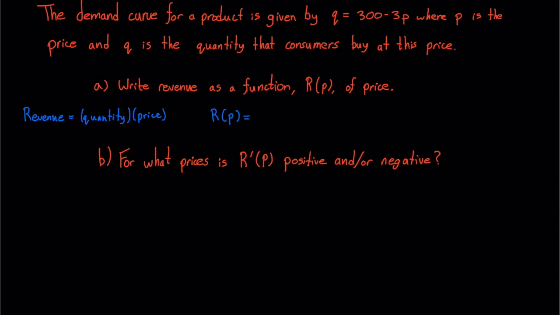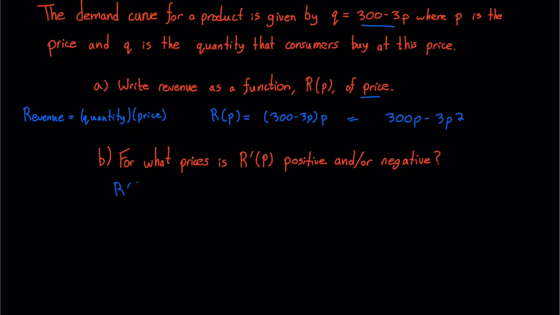We know that our quantity is 300 minus 3P, and our price is just P because it's not given. And we're just going to distribute, so we get 300P minus 3P squared. So that's the answer to the first part of the question. The second part is it wants to know what prices of R prime of P are positive and/or negative. So before we do anything about the positive or negative, we first just need to find the first derivative.